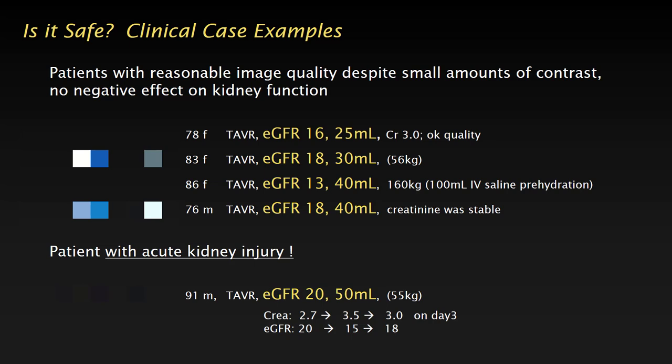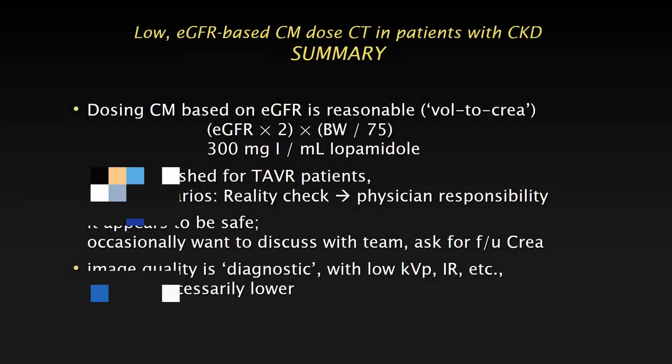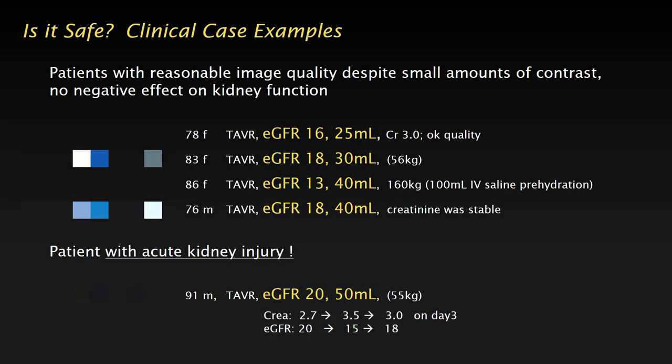Then we had patients with an eGFR of 18, another with an eGFR of 13 who got 40 cc's of contrast. Because one patient was relatively large, he got 100 cc's. But also, in this patient, everybody was so nervous that we even prehydrated the patient, despite usually not doing this for TAVR patients, but he was probably a VIP, or I don't exactly know how this happens. Usually we don't do this. But again, the image quality was all good. None of them had any problems. And here a patient again, 18 eGFR, with 40 cc's of contrast.